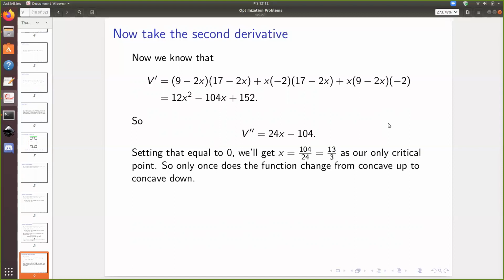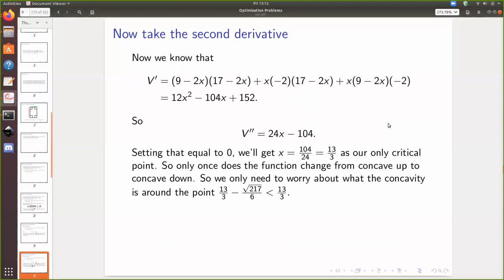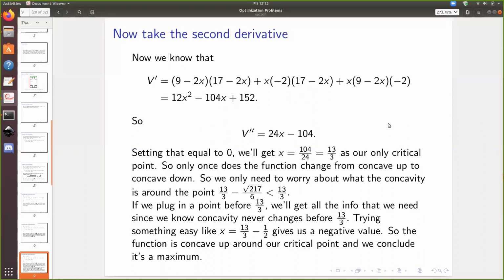My apologies. So what we only need to worry about is the concavity around our critical point, which is strictly less than 13 over 3. So all we need to do is check a really easy point that's less than 13 over 3, and then we know what the concavity is around our critical point, and then we can make our conclusion. So if we plug in a point before 13 over 3, I did 13 over 3 minus a half, easy peasy. You'll get yourself a negative value. So it's concave down, which means our critical point is a maximum.